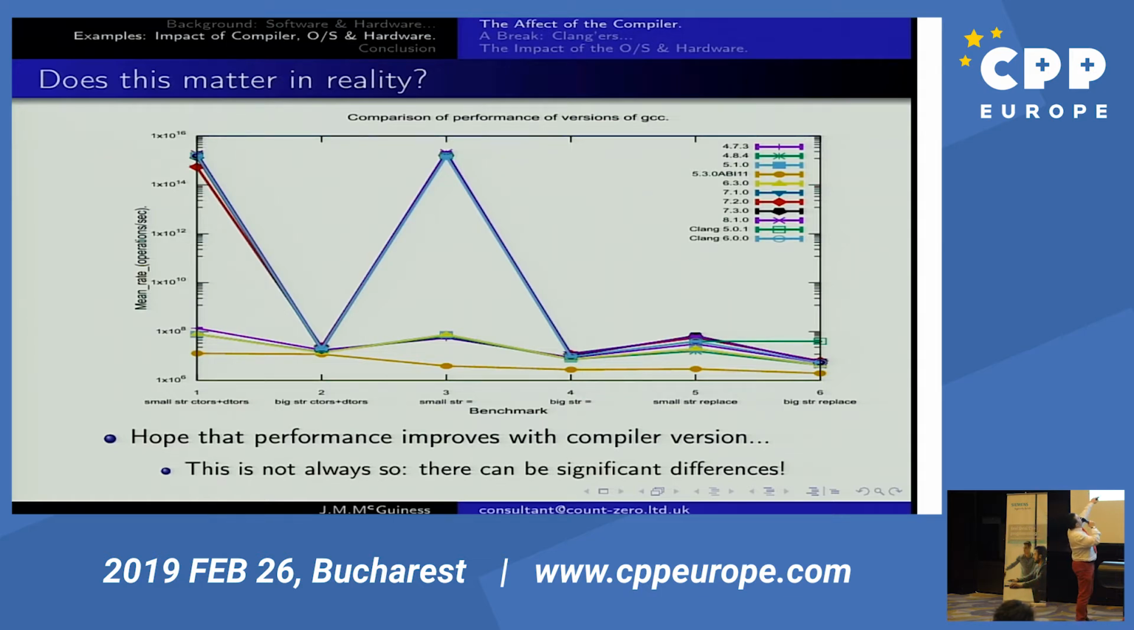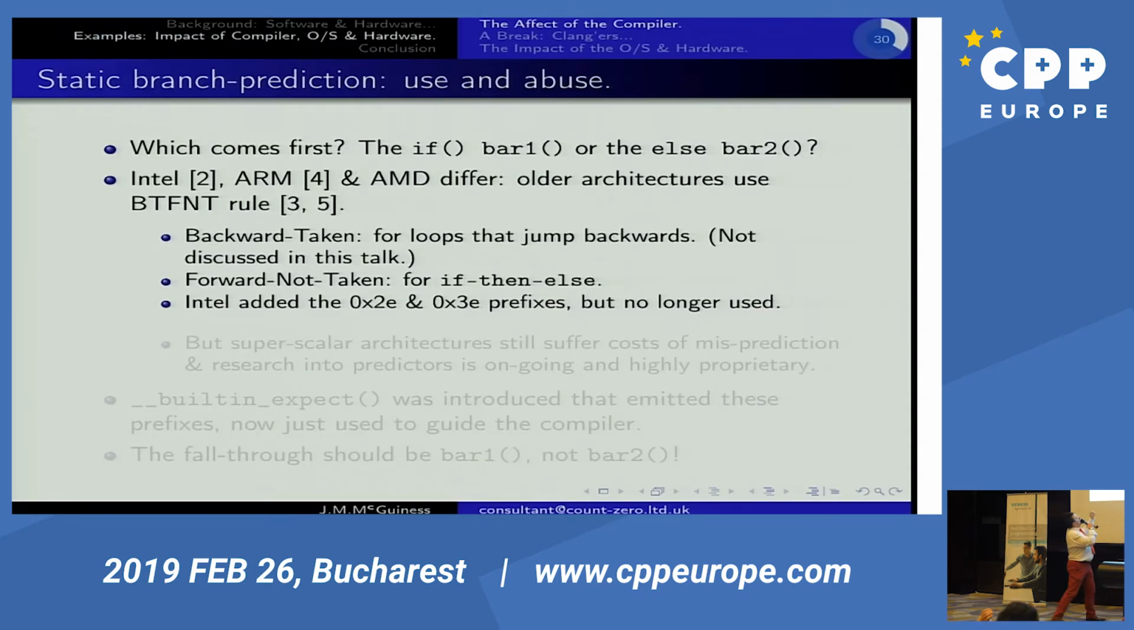Clang follows a similar model. But what's very interesting is here, the big string replace. Notice how Clang 5 significantly, that's a log scale, remember, significantly outperforms all the other compilers, including Clang 6. Our compiler performance is utterly unreliable.